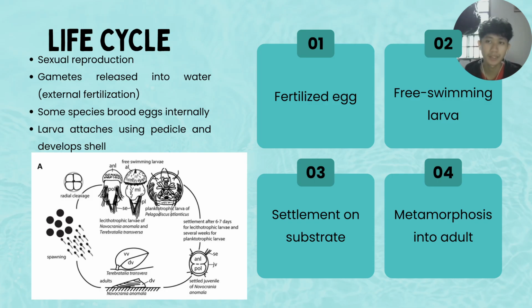So for the reproduction, lamp shells reproduce sexually. In most species, fertilization occurs externally, where eggs and sperm are released into the surrounding seawater. However, some species brood their eggs within the mantle cavity for protection. So next is development. After fertilization, the egg develops into a free-swimming larva. This larval stage allows dispersal to new habitats. And after a period of swimming, the larva settles onto a suitable substrate and attaches itself using the pedicle and undergoes metamorphosis into the adult form.